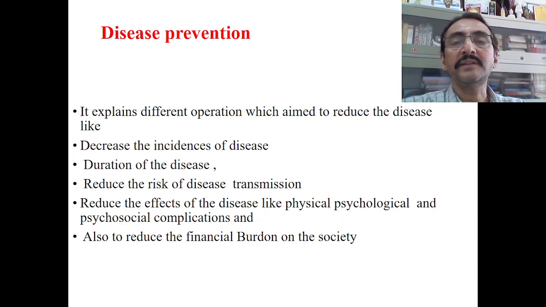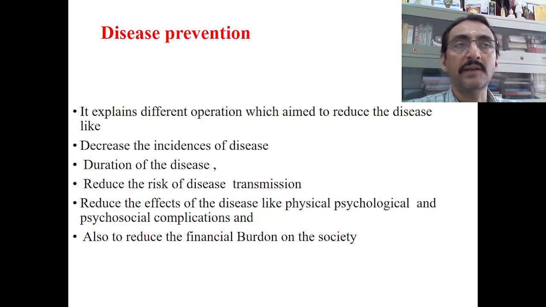Now, disease prevention explains many important principles. It explains the different operations which aim to reduce the disease, like decreasing the incidence of the disease. When I say disease prevention, these are the different points which come under it. We are reducing the incidence of that particular disease in a given area. Or we are decreasing the duration of the disease. Previously it would last for 10 days, now it is controlled within 1 or 2 days. That is also disease prevention.